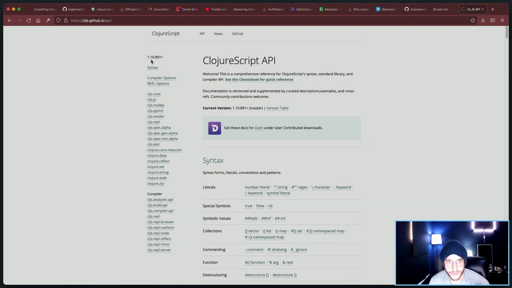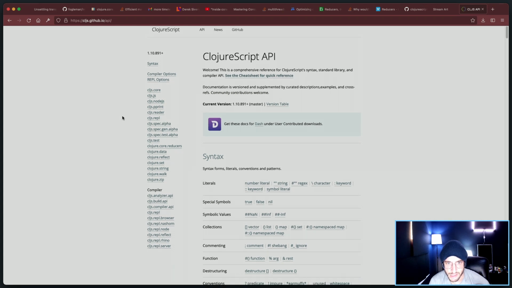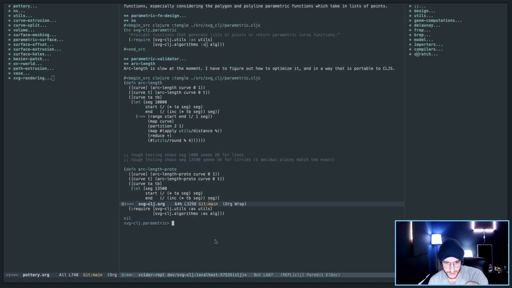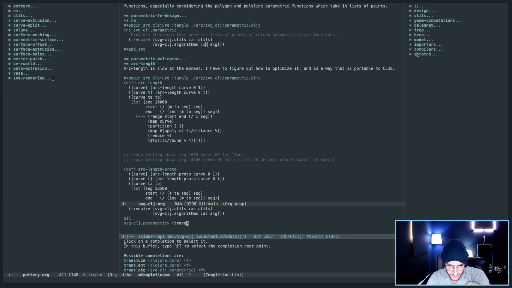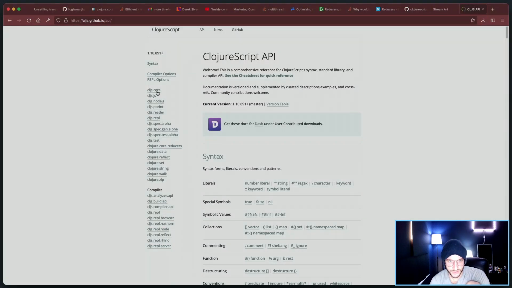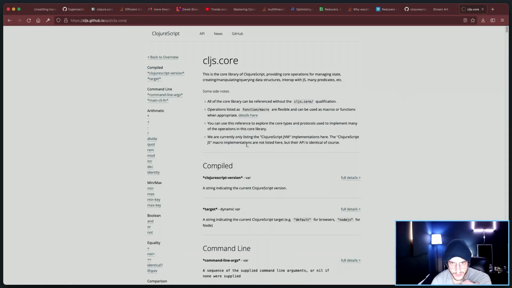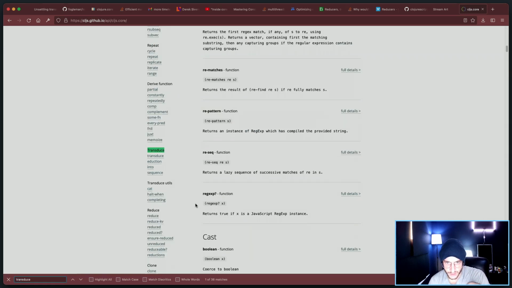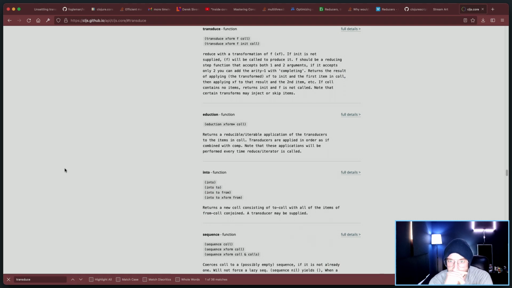But now I am kind of just wondering, is there a search for... not really. Well, where's the transducer? Let's see, is transduce in the core? Okay. So let's go over here. Let's do CLJS core, and we'll see if transduce is in here. So Command F, transduce. It is. Okay, so here we go.